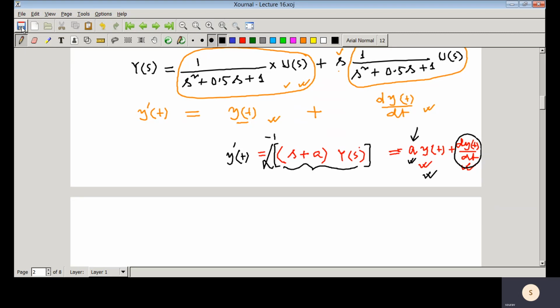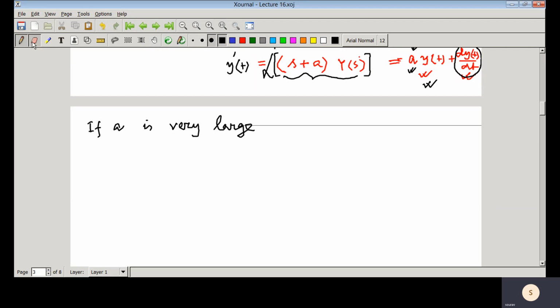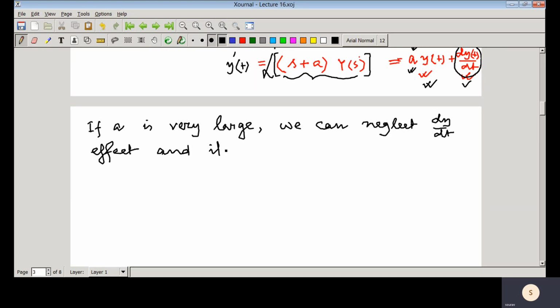So from this particular analysis, what we have seen is that if a is very large, we can neglect the dy by dt effect, and it is a scaled version of the original response.